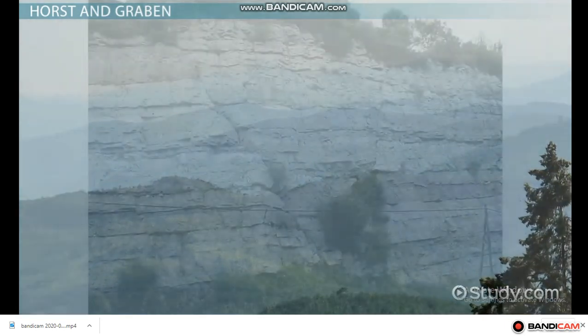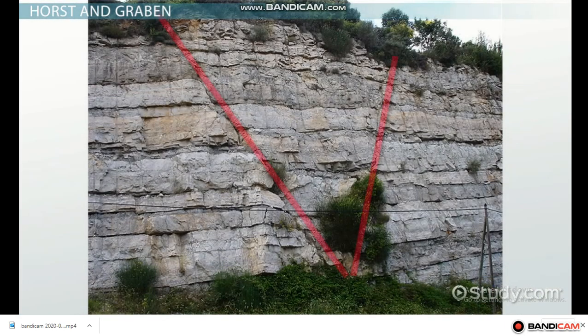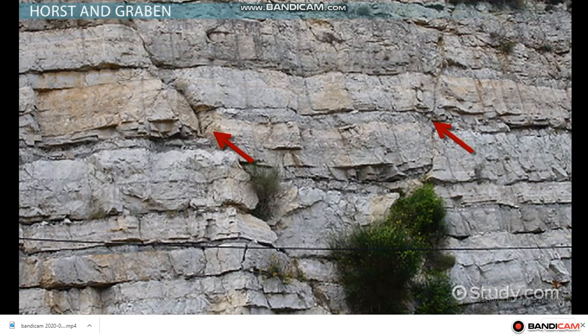In the image on screen here, notice the V-shaped section of rock in the middle is called a graben. It is between two normal faults. Notice the disruption to the lines of rock on either side of the fault lines.